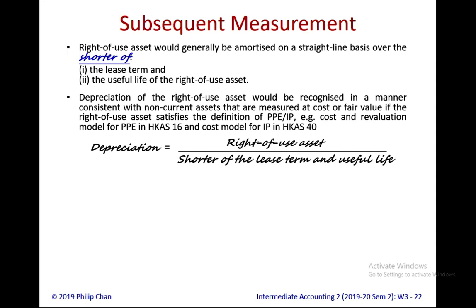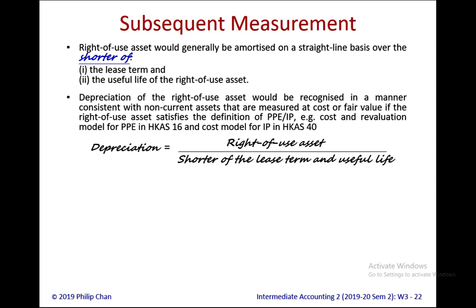Right, we know that depreciation normally would be calculated based on the book value of the asset, the original value when we first recognize it. For depreciation on the right of use asset, it will be over the shorter of the lease term and the useful life of the right of use asset. So it will be the shorter of the two.